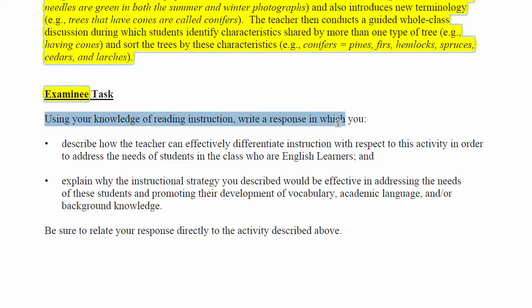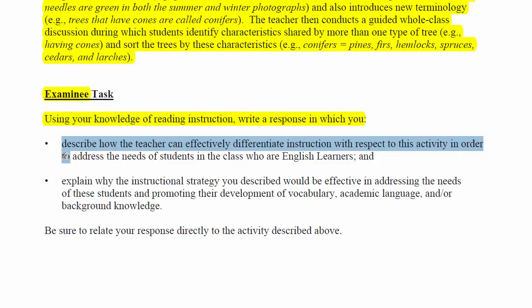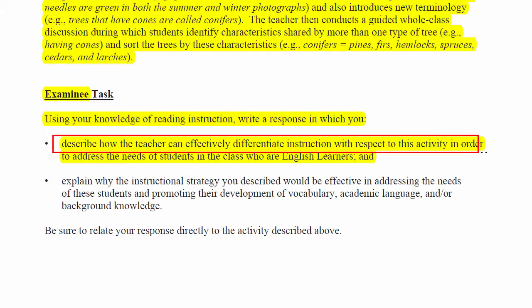So using your knowledge of reading instruction, write a response in which you, this is like 1, describe how the teacher can effectively differentiate instruction with respect to this activity in order to address the needs of the students in the class. So what procedure would you use to differentiate instruction? That's really what this is asking you for. It's asking you for a procedure for differentiation.